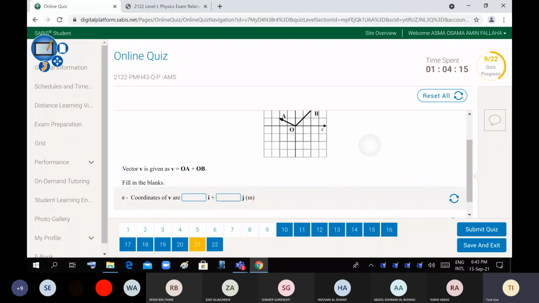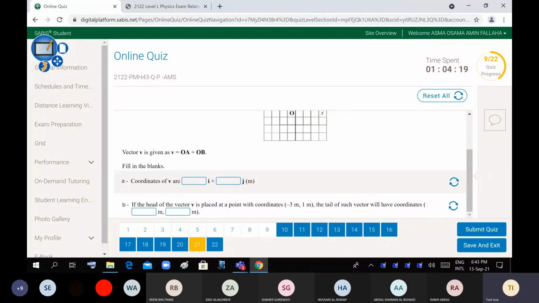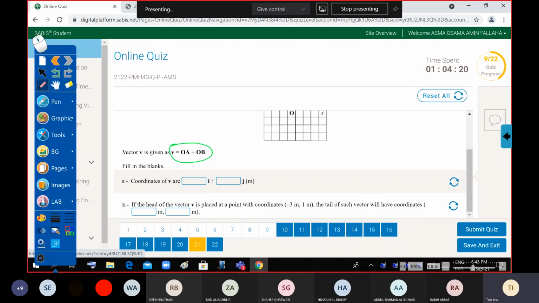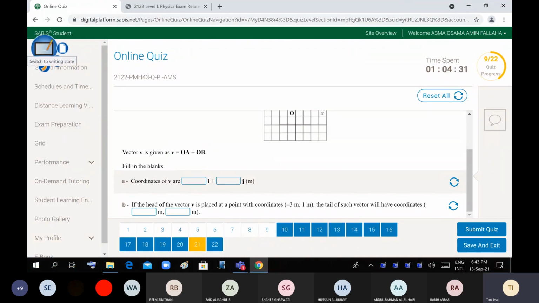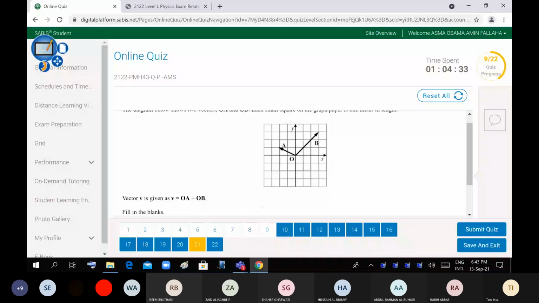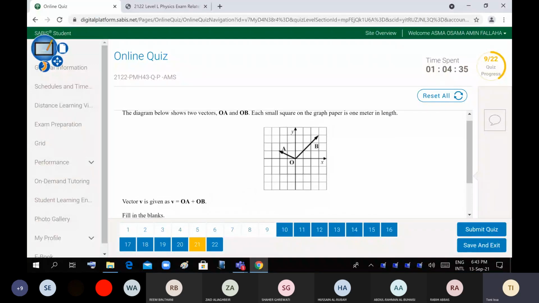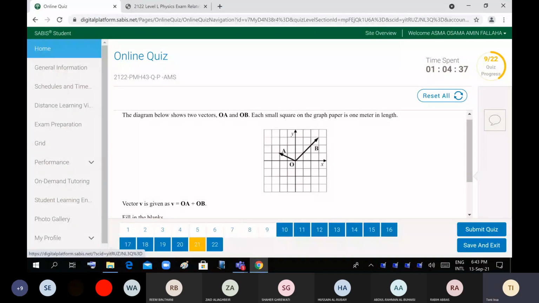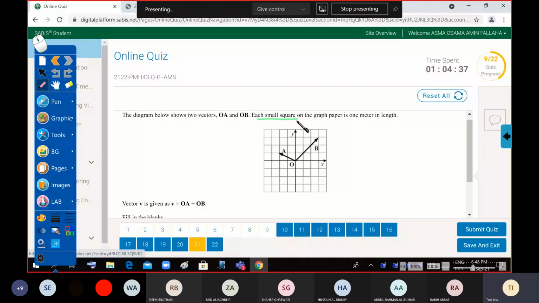Question 21. What do they want? Vector OA plus OB, the coordinates of V. We can see here that V is the sum of OA and OB. So how can we find that? We need to check this. Look at what they said here. They said that each small square of the graph is 1 meter of length.